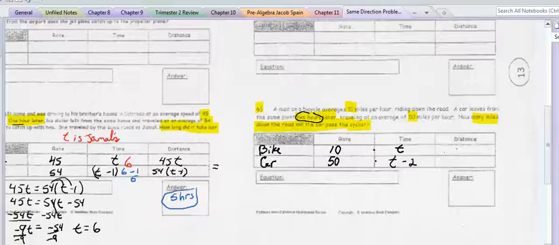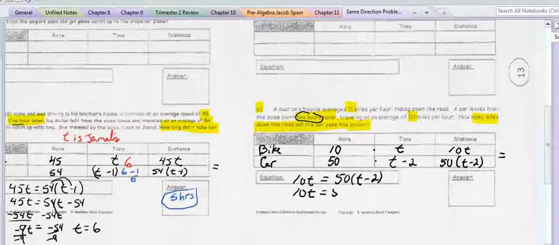Same thing, we're going to multiply. So we have 10 times T, and then we have 50 times T minus 2. Remember, same direction, these are always equal to each other. So we have 10T is equal to 50 times T minus 2. We have 10T is equal to 50T minus 100, because we're doing distributive property. Alright, numbers on one side, letters on the other, so I'm going to go ahead and subtract. Oop, that should be 100, sorry, instead of 10. Okay, we're going to subtract 50T from this side, and subtract 50T from this side.